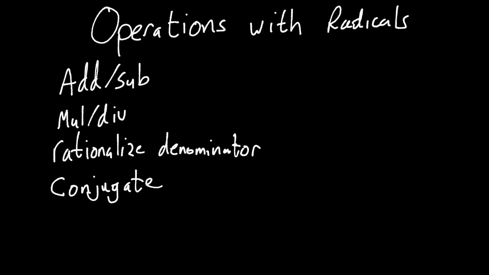When we get to rationalizing the denominator, that's going to be something that might be new to us, as well as conjugates. Although I did do a video on conjugates with the complex number system, so you could see how it works there and transfer it over to radicals, because it's basically the same thing. But let's get started with adding and subtracting radicals.